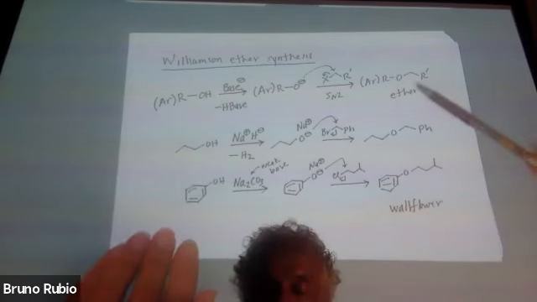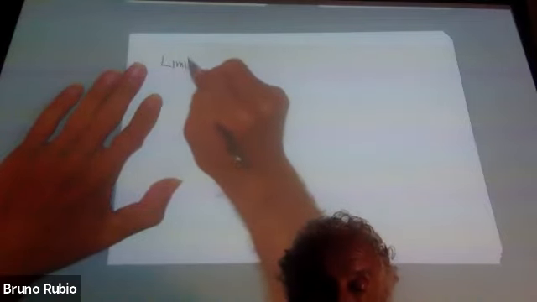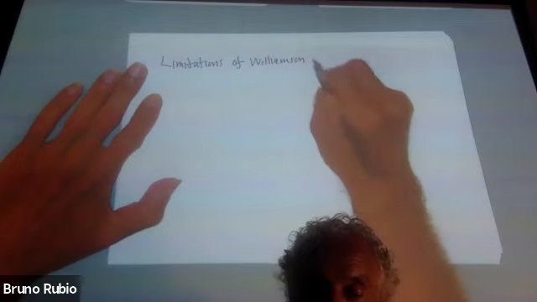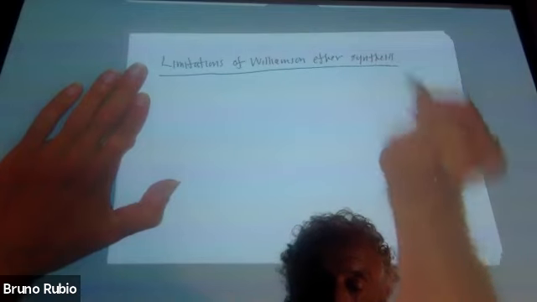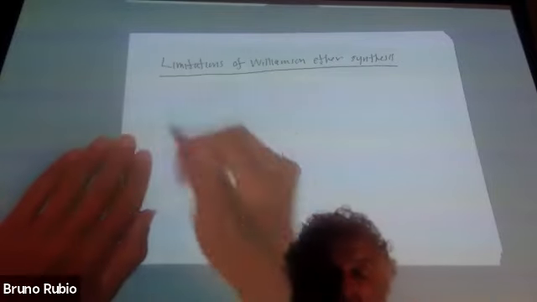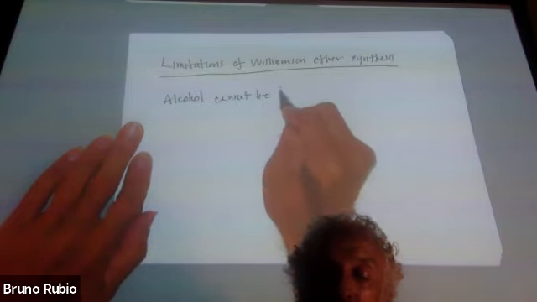Okay, so the synthesis of nerolin is just a specific case of this Williamson ether synthesis, where you have a two-step reaction. You have an alcohol or phenol, you hit it with base, and then you throw in an alkyl halide. But Williamson ether synthesis has limitations. So I want to talk about that for a second. Limitations of Williamson. One of the most important limitations of the Williamson ether synthesis is that the alcohol cannot be tertiary.